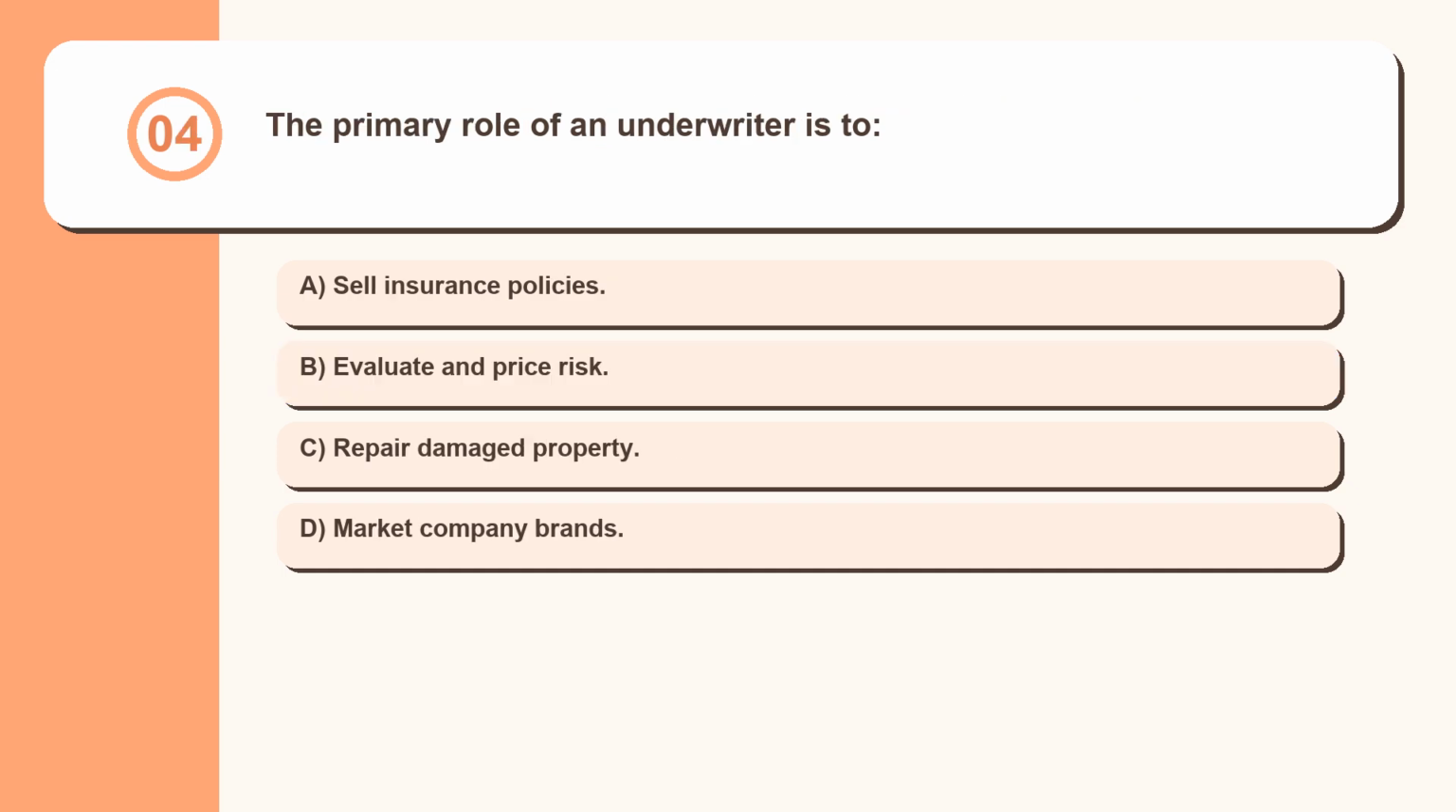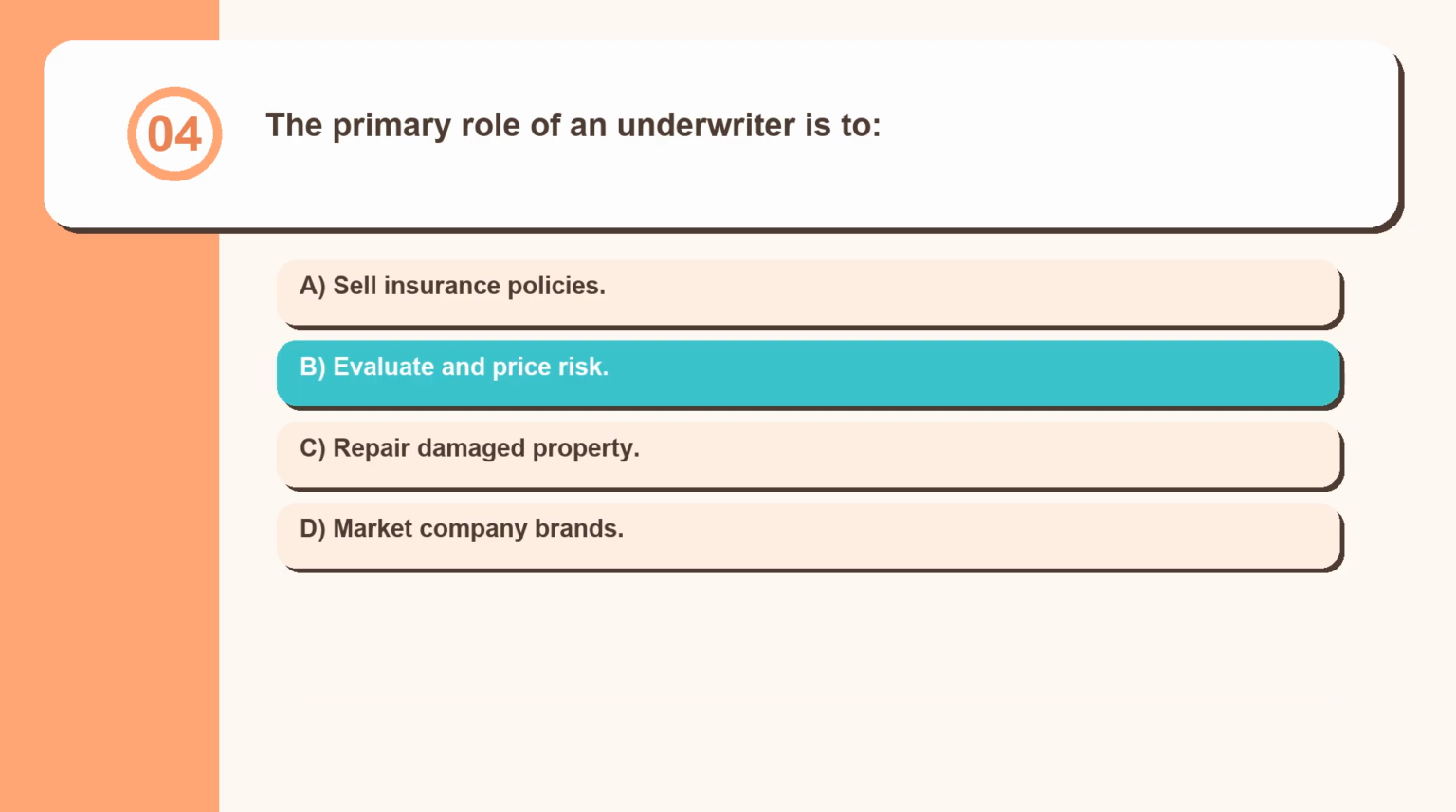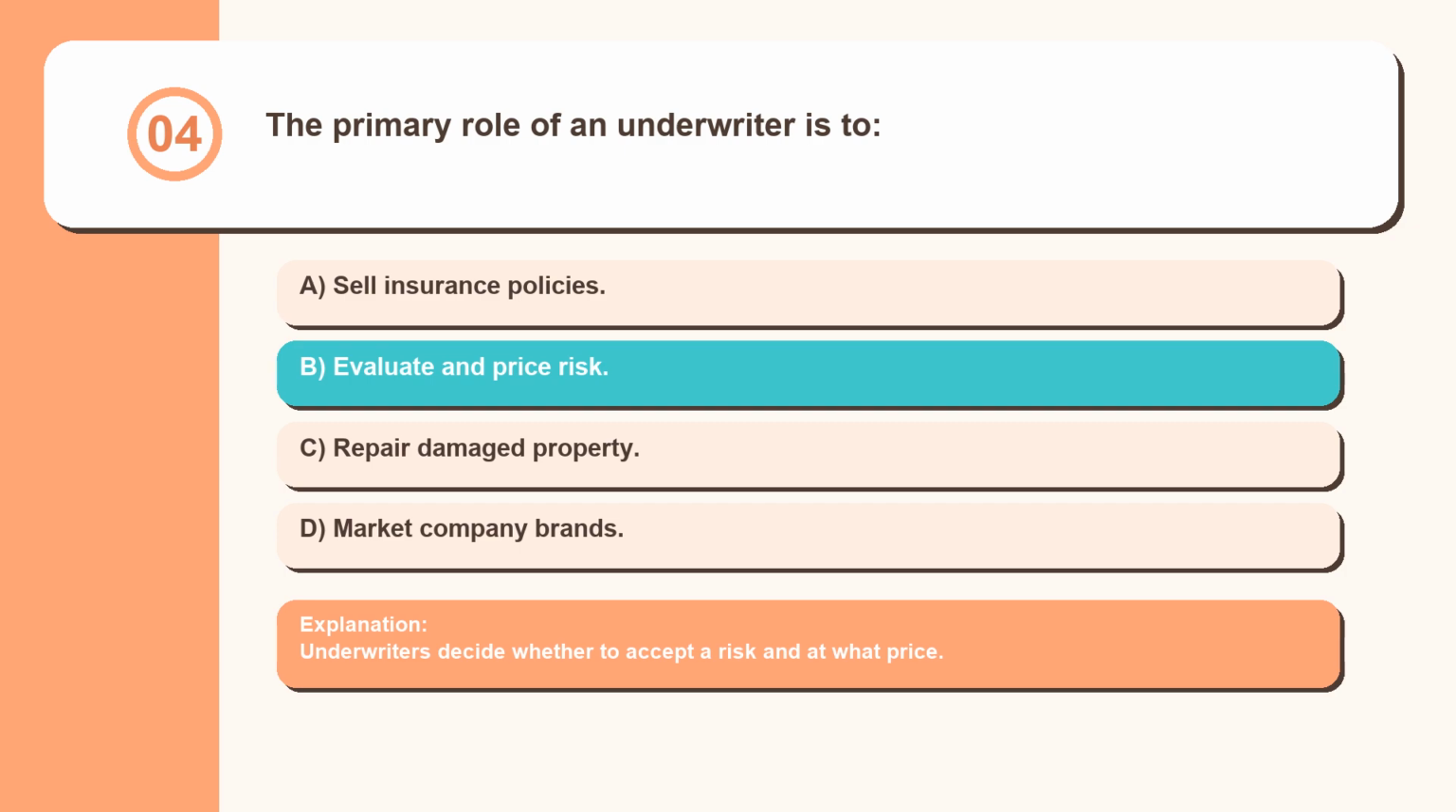Question 4. The primary role of an underwriter is to sell insurance policies, evaluate and price risk, repair damaged property, market company brands. Underwriters decide whether to accept a risk and at what price.